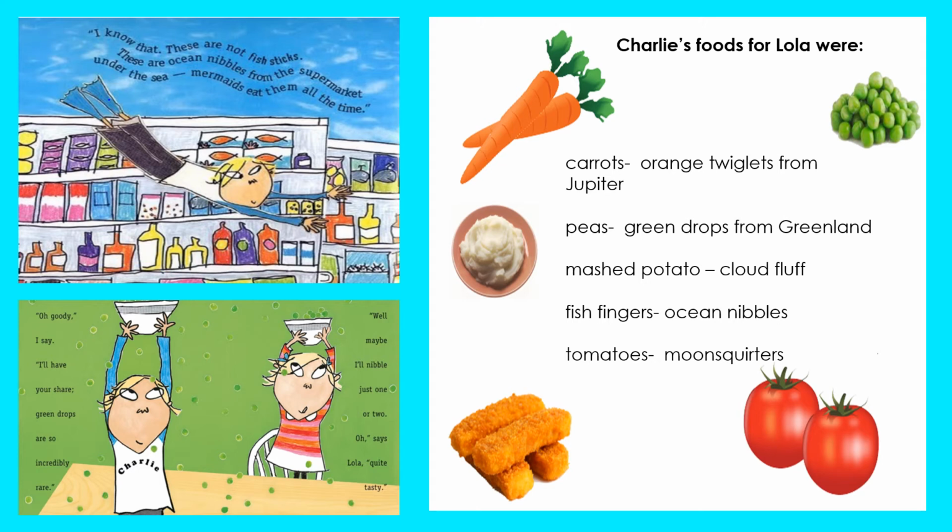So here's my shopping list. Did you get all of these? The carrots, they were the orange twiglets from Jupiter. The peas were the green drops from Greenland. The mashed potato was cloud fluff. The fish fingers were the ocean nibbles. And lastly, the tomatoes, surprisingly enough, that came from Lola herself. She decided to make them moon squirters.